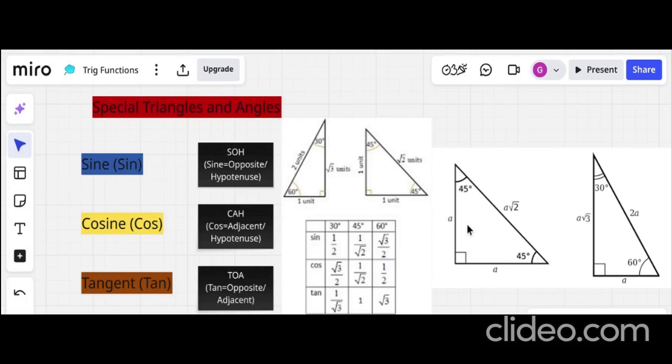These two angles are the same. These two sides are going to be the same. And this is the square root of 2. Since there's two of these, you just got to remember the square root part.